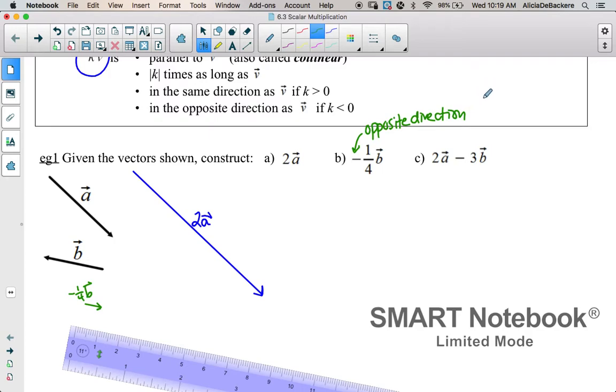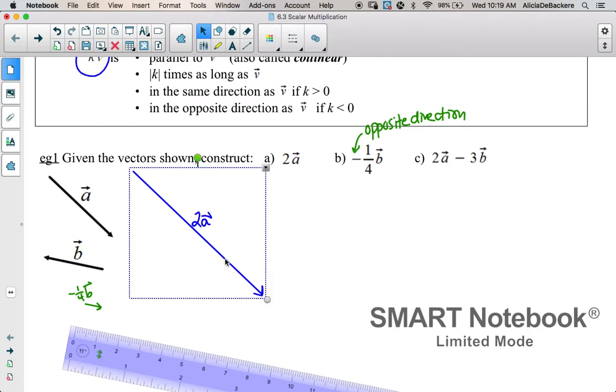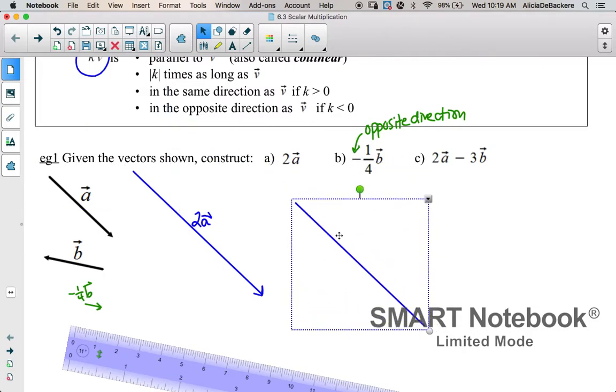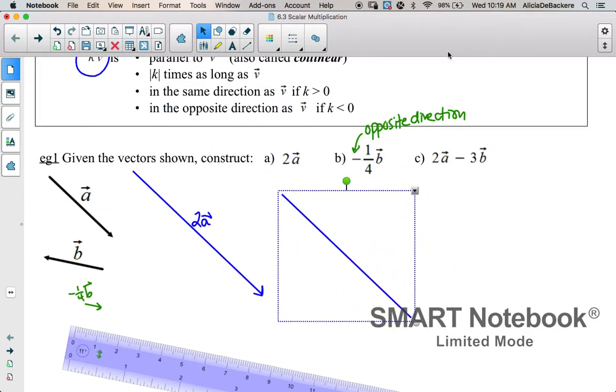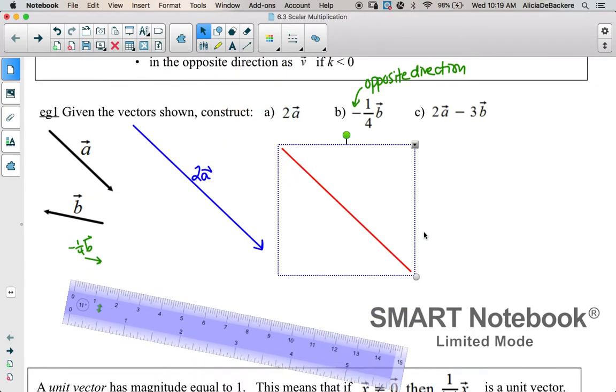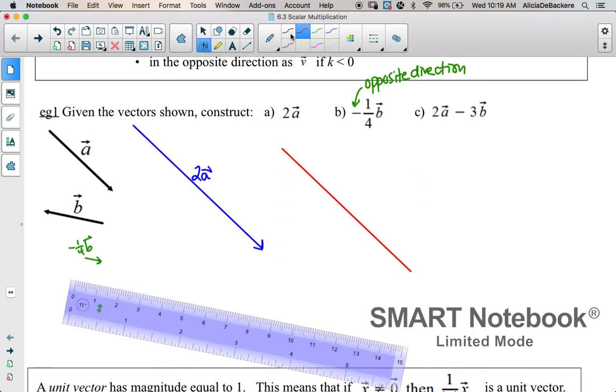All right, and then in our last example here, we're going to do 2A minus 3B. And so I'm going to start by drawing 2A. Now I've already got that here, so I'm just going to copy it. There's my 2A. We'll change the color for this example. There you go. There's C now. I need to add my arrow to the end.